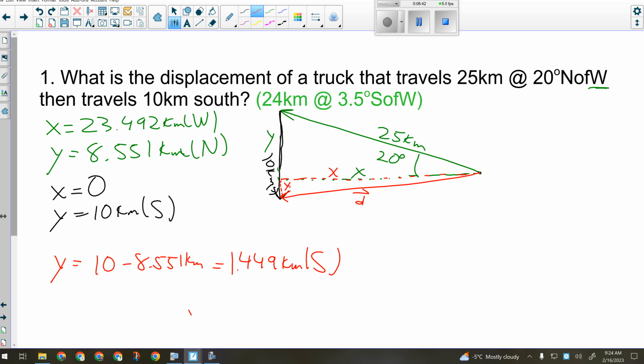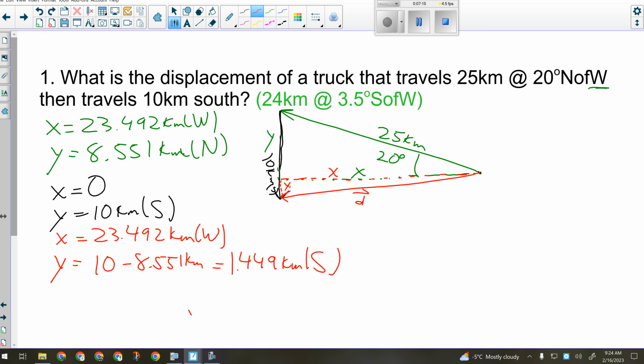Find green x. Yeah, it's equal to green x. Remember, my other vector didn't go west or east. So the only time I went west or east was when I went 23.492 kilometers west in the first vector. Okay? Even on my diagram, it's pretty obvious that red x and green x are equal, the same. So that's the importance of doing a diagram. Sometimes it saves you work and confusion, if you draw it right.